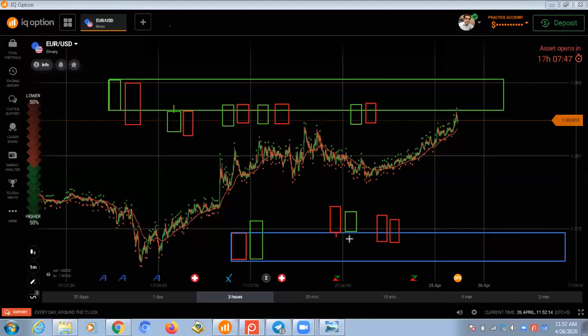Why? This is the demand zone. In the demand zone, this whole area is for the buyers. Buyers can enter from everywhere. They don't ask you whether they are entering or not entering.